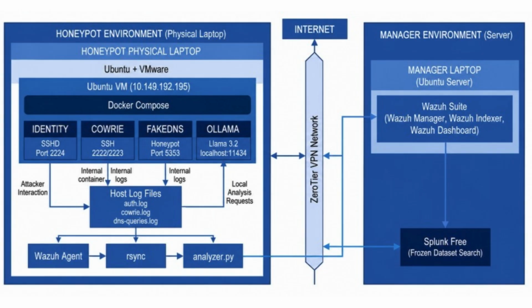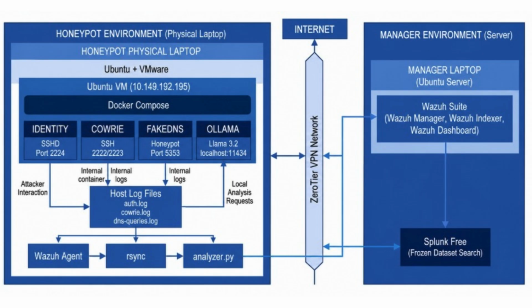Here is our system architecture. The pipeline has three layers. The bottom layer is the attack generation layer. The honeypot containers running inside the virtual machine are identity target, Cowrie SSH honeypot, and fake DNS. These generate logs across the three injection surfaces.